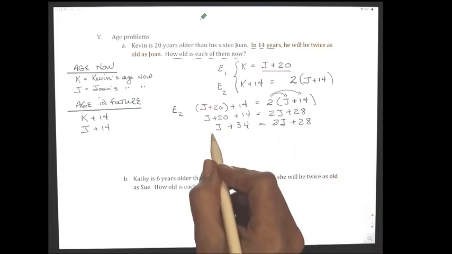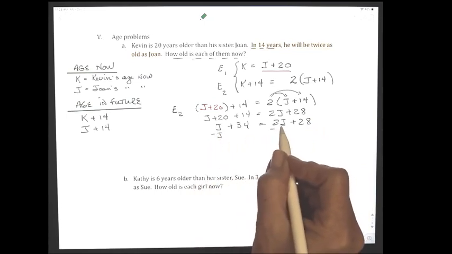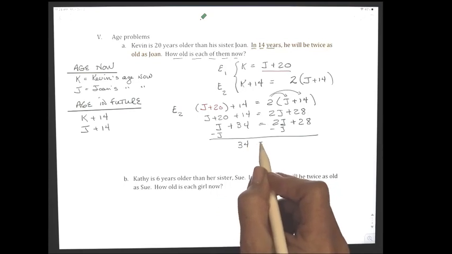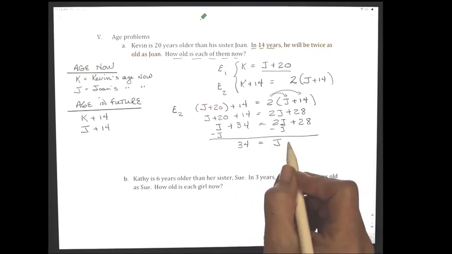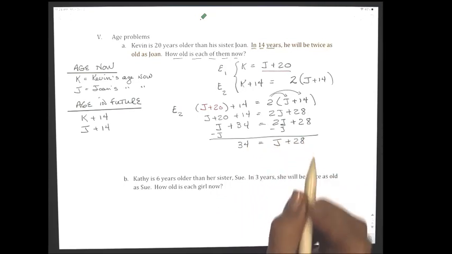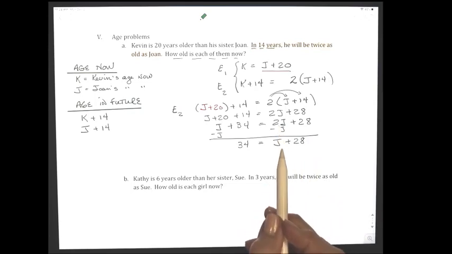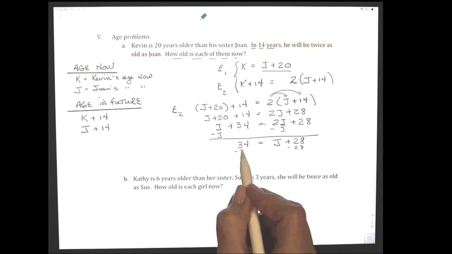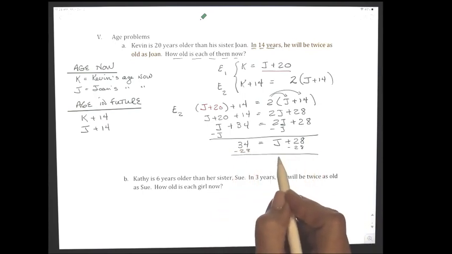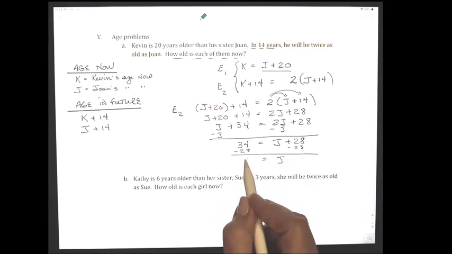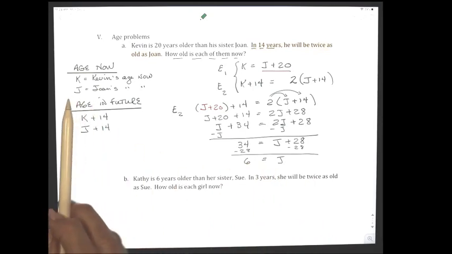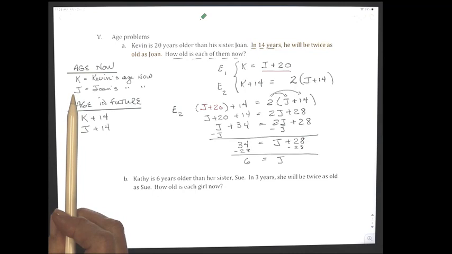And I think I'll subtract J from both sides. So that leaves me with 1J. 2J subtract 1J is 1J, and then I'm going to subtract 28 from each side. So it looks like Joan's current age is 6. Notice this is the single letter J. Go back up here, the single letter J represents Joan's age now.